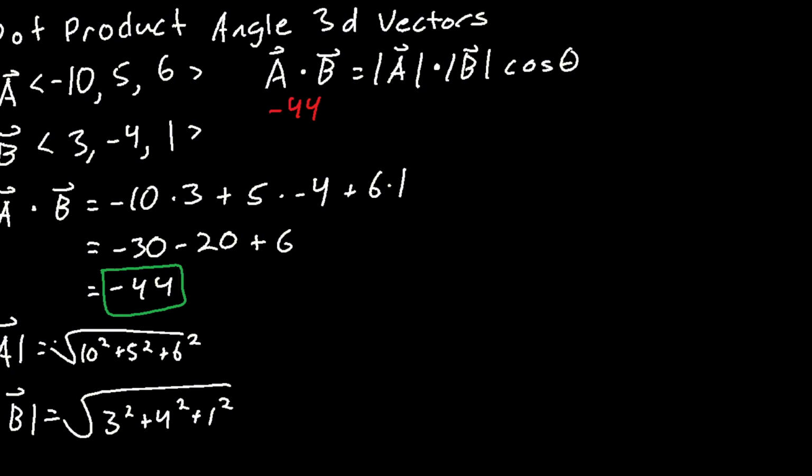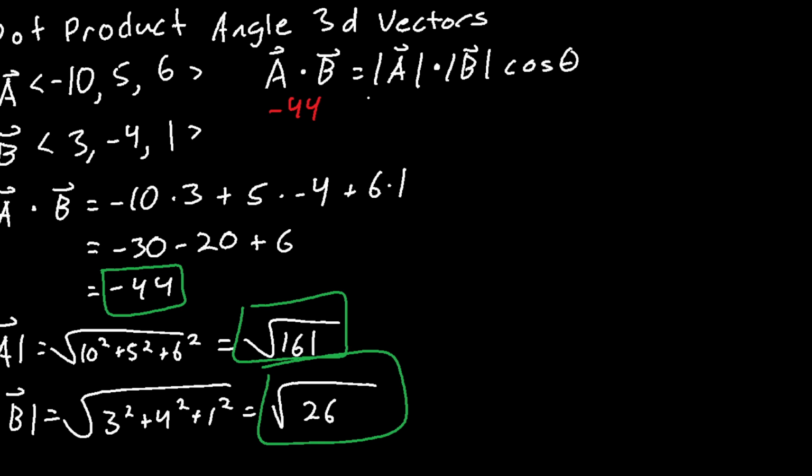And if you don't know how to find the magnitudes yet, I'm just going to reiterate it. These are just all three of the components inside of a square, and then you square root at the end. This is equal to the square root of 100 plus 25 plus 36. I'm just lazy, I'm not going to lie. Okay, 161. And 9 plus 16 plus 1 is 26.